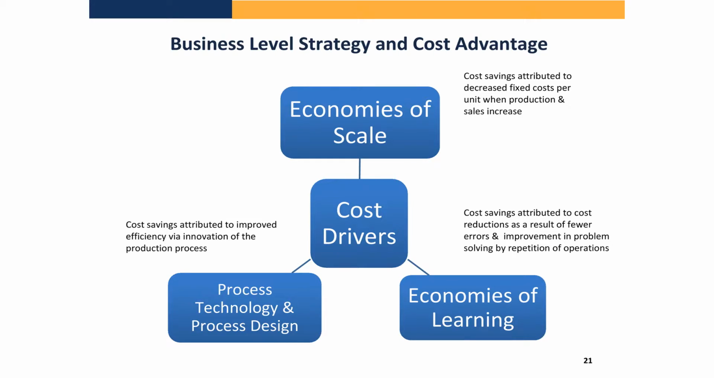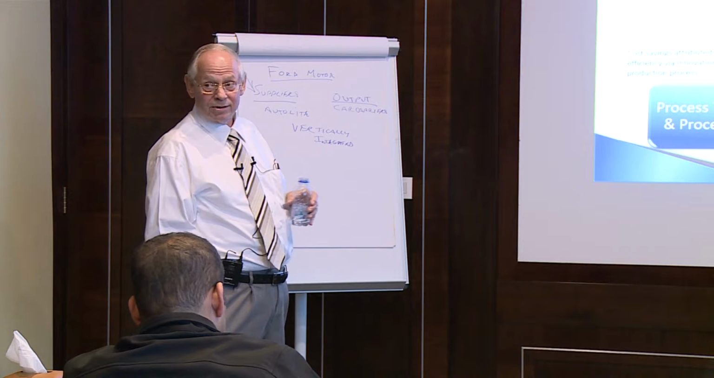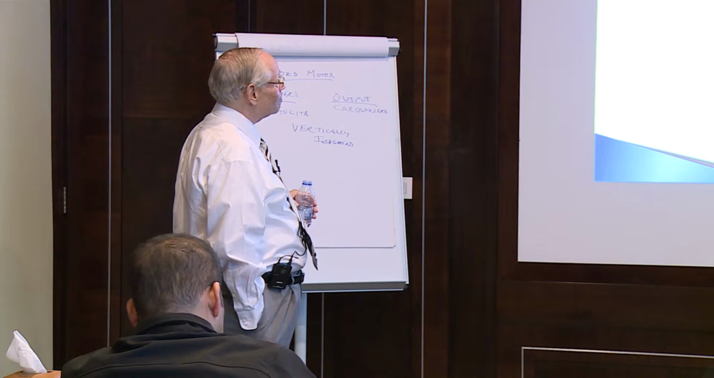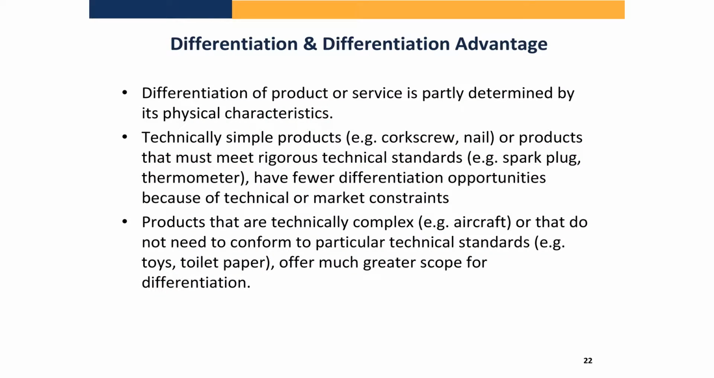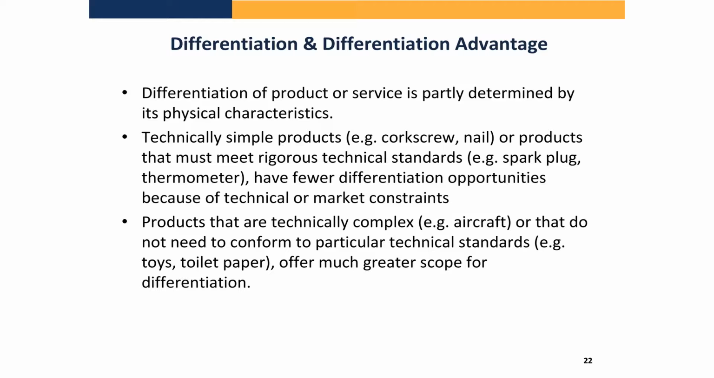Process technology and process design: cost savings are attributed to improved efficiency through innovation of the production process, or what we used to call continuous improvement process. Differentiation and differentiation advantage. Oh, I like this one. Differentiation of product or service is partly determined by its physical characteristics.